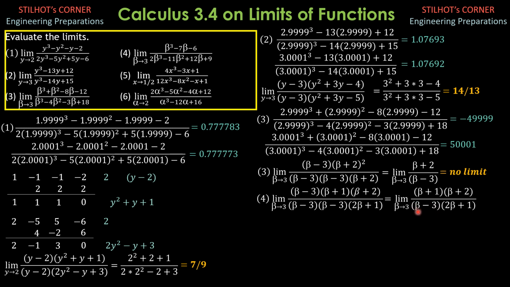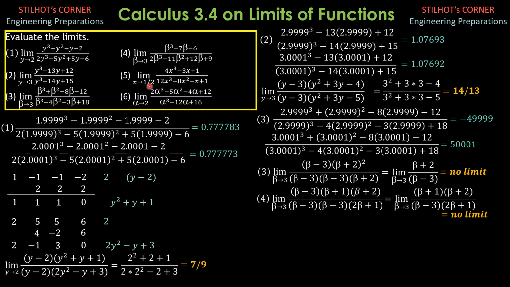Since we cannot eliminate beta minus 3, we cannot cancel this, then the denominator approaches 0. So that's the reason why this is still indeterminate. There is a value in the numerator divided by a value which is almost 0 but not equal to 0, of course. So that's why there is no limit also for this problem.